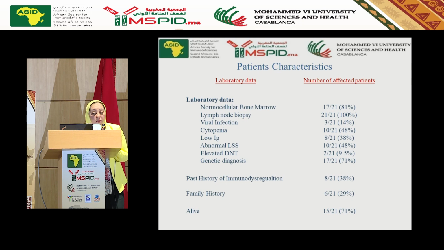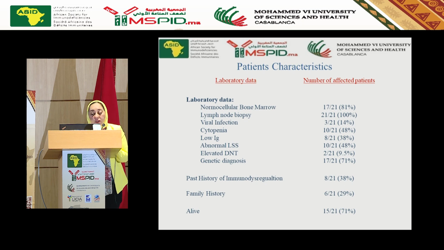As for the laboratory tests, normal cellular bone marrow was found in 17 out of the 21. Lymph node biopsy showed hyperactive non-specific lymphoproliferation. Viral infection by EBV was present in 3 out of the 21. 10 patients had cytopenias. 8 patients had low immunoglobulins. 10 patients had an abnormal lymphocyte subset, and 2 had an elevated double negative T cell.